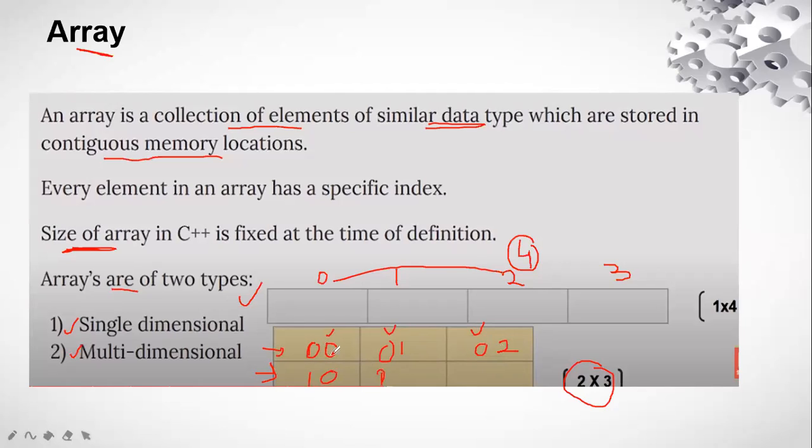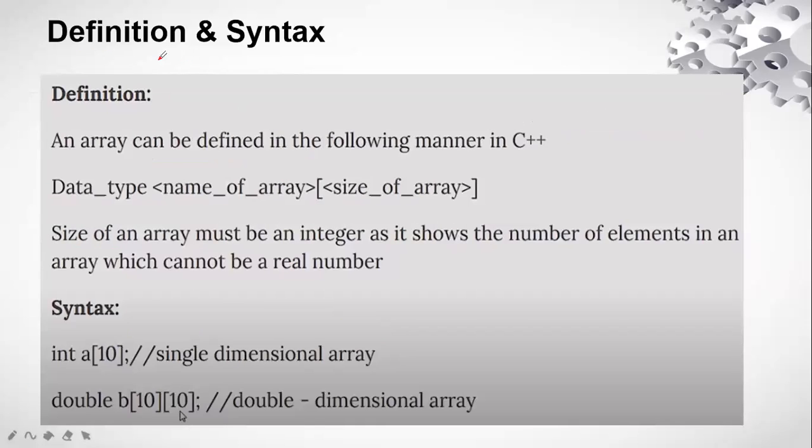So 0 0 means 0th row and 0th column. This is 0th row and first column. This is 0th row and second column. So from 0, 1, 2 we have three columns here, and this is the 0th row and this is the 1st row. So 1st row and 0th column. This is 1st row and 1st column, so this is 1 1, and this is 1st row and second column, so this is 1 2. Okay, so this is how we define the multidimensional array. Now let's understand how we give the definition and the syntax for this array. Because this is very important when we prepare and design programs.